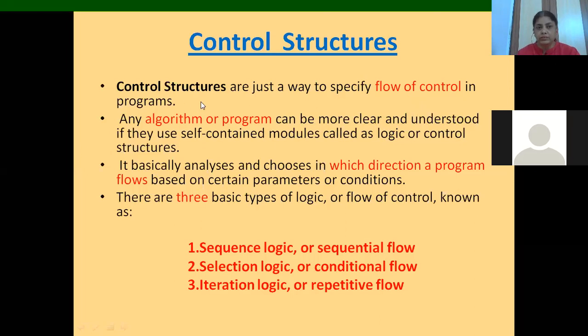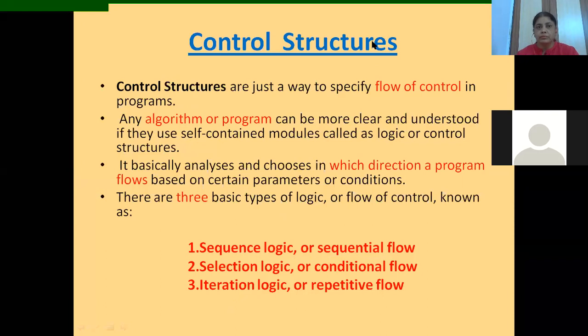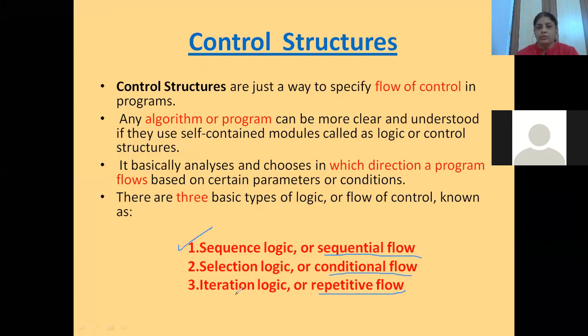What are the different control structures? We have branching control structure and we have iterative control structure. Here we have divided into three parts: sequence or sequential flow, conditional flow, and repetitive flow, which we also name as loop structure or iterative structure, or selection logic or conditional logic, which we can call branching structure.